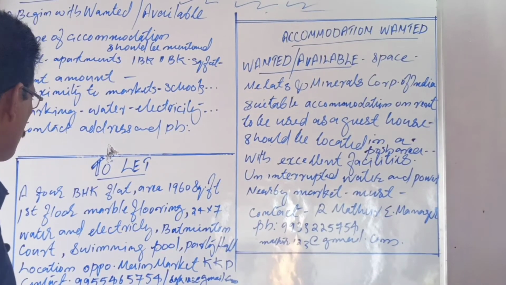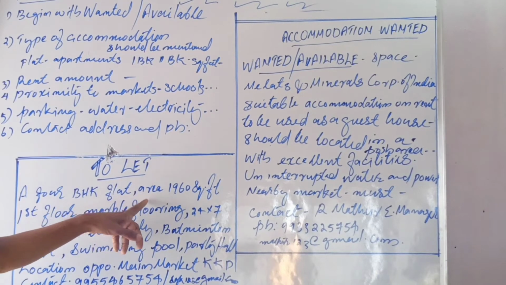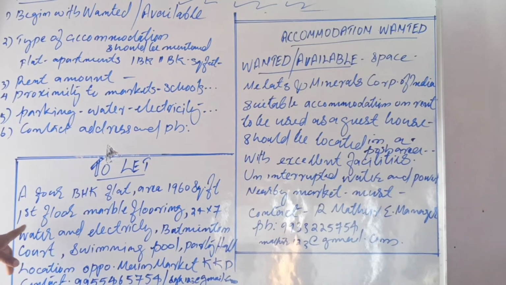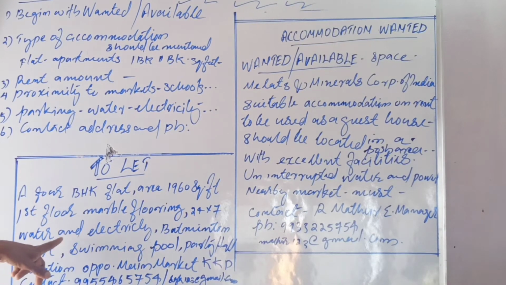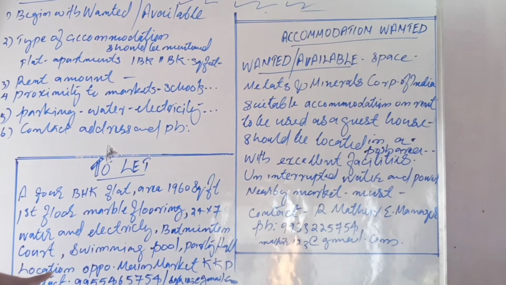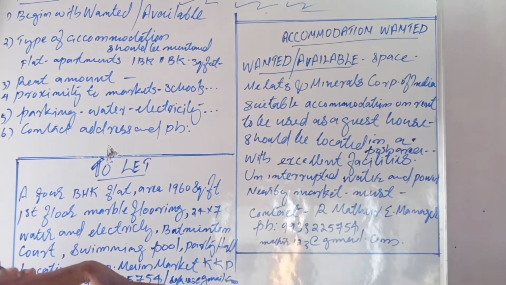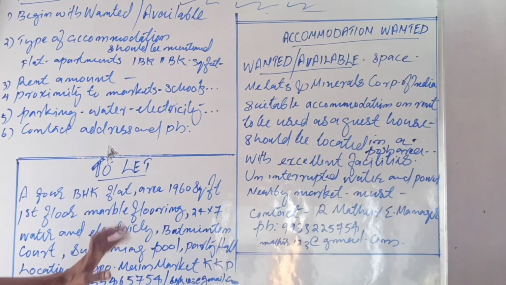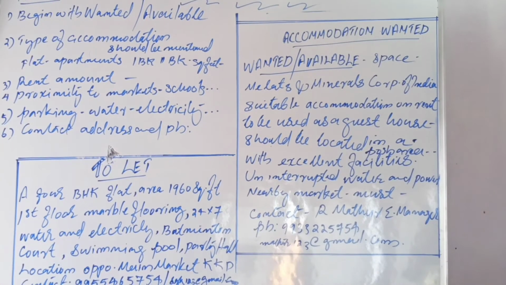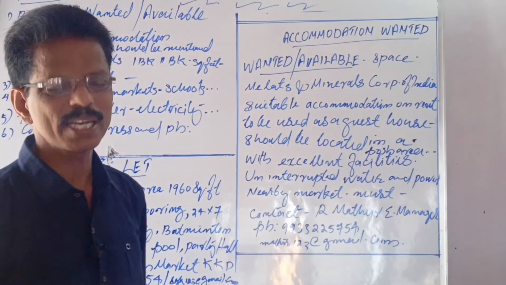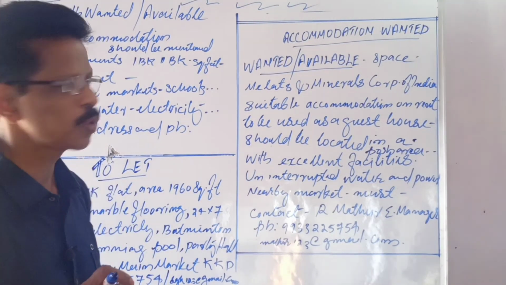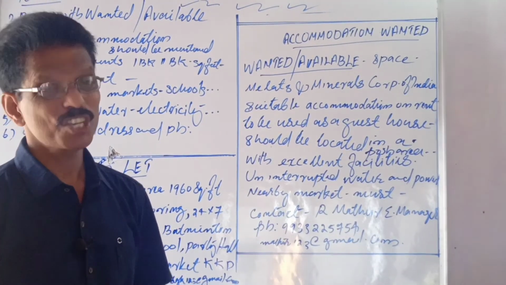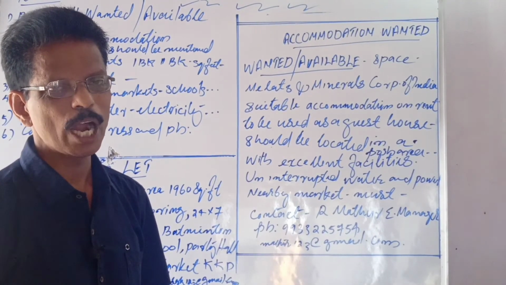So here I have copied one from the newspaper also. A 4 BHK flat, area 1960 square feet, first floor, marble flooring, 24/7 water and electricity, badminton court, a swimming pool, party hall, location opposite main market, Kakinada. I simply put Kakinada, that's all. Okay, now contact, phone number and mail ID. So in this way you can find to-let advertisements in newspapers. While you see many of the methods to write, you can follow your own methods and form a good method of answering the question. What is that? Accommodation wanted or available. This is the second type of writing classified advertisements.